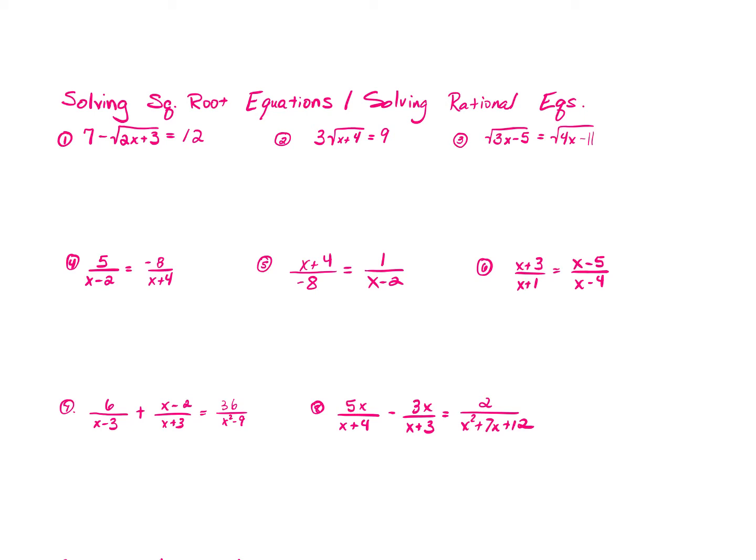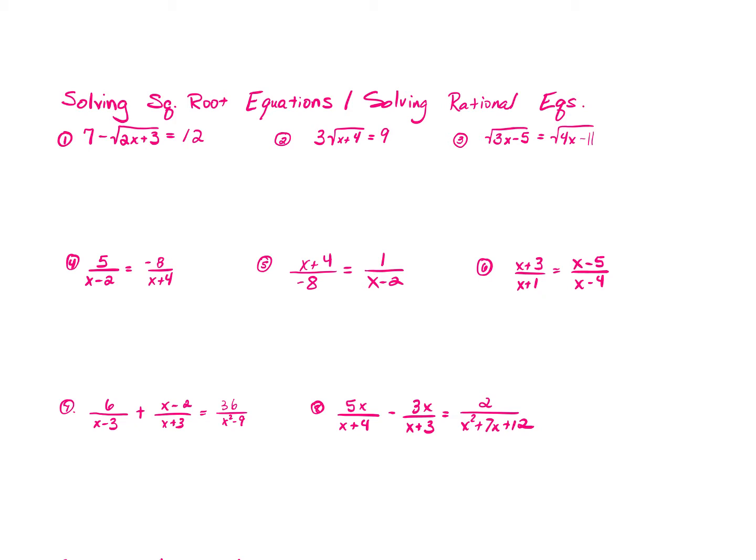So your test review for tomorrow, literally 1-6, 1-7, that's it. Everything you did from 1-6, everything you did from 1-7. The first examples are from 1-6. You're just solving these square root equations and radical equations.